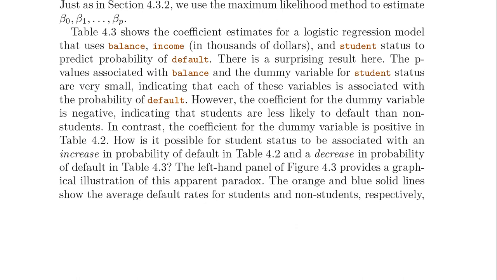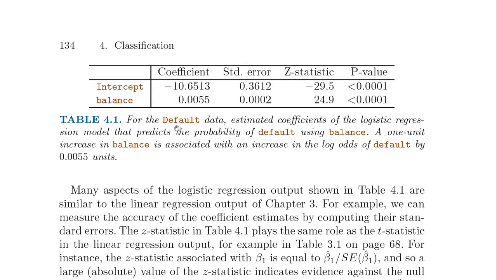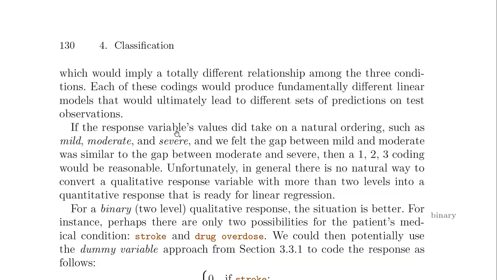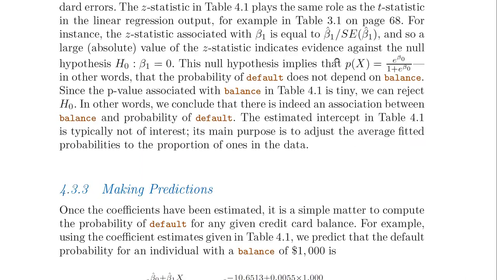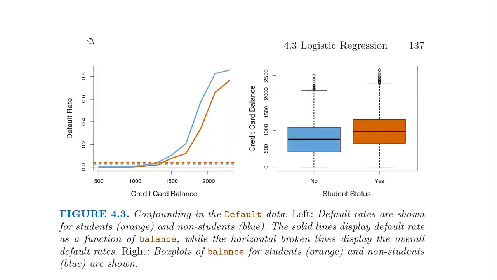How is it possible for student status to be associated with an increase in probability of default in table 4.2 and a decrease in probability of default in table 4.3? The left-hand panel of figure 4.3, here. So this is the left-hand panel. Is this it? Is this left?